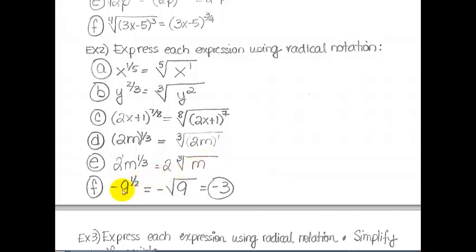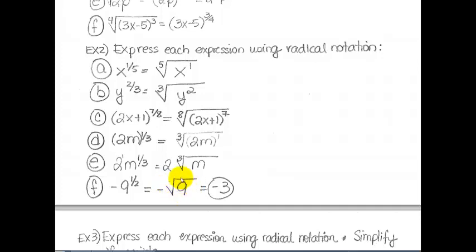Alright, the next problem, we have -9 to the 1/2. Notice there's no parentheses, so it means that the 1/2 only applies to the number 9. It does not apply to the negative. So that means the negative is outside the radical. We write the radical, which is root 2, and we don't have to write the 2 because 2 is invisible. And it would be 9 to the first.